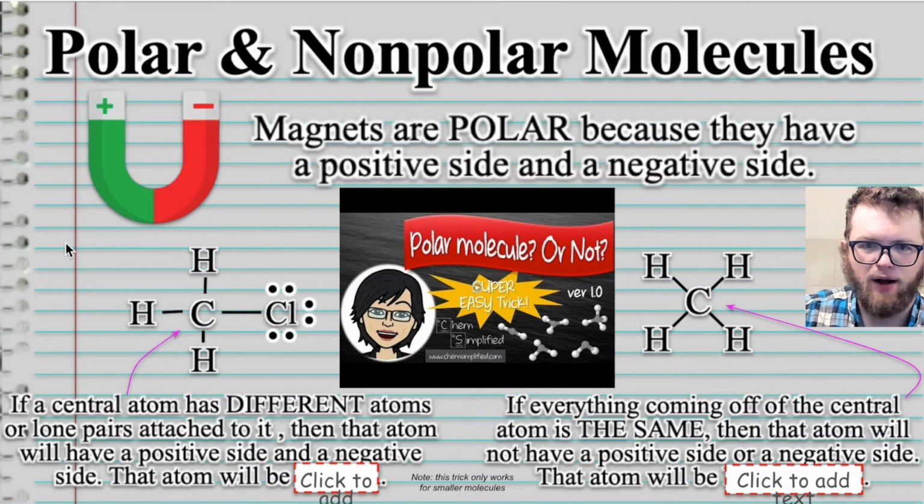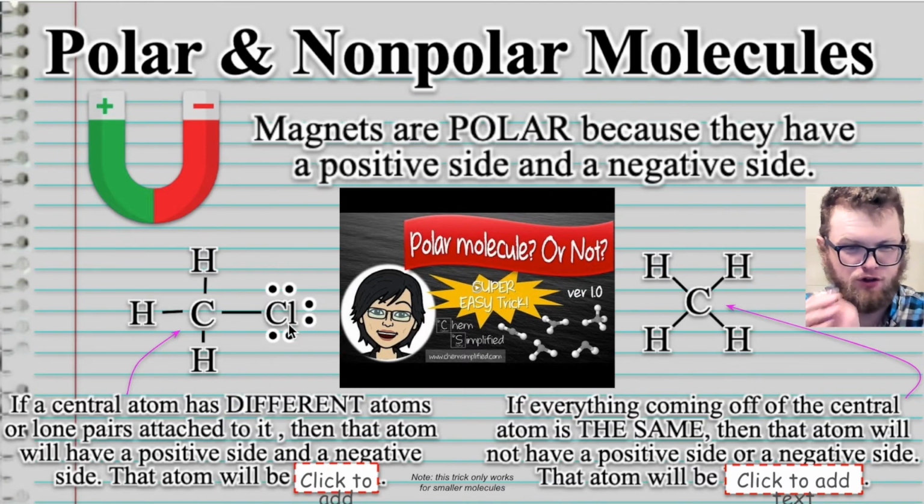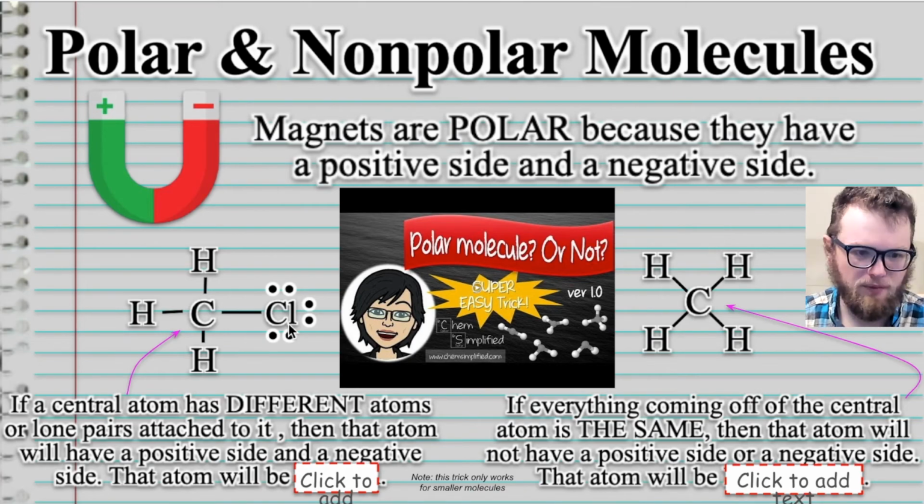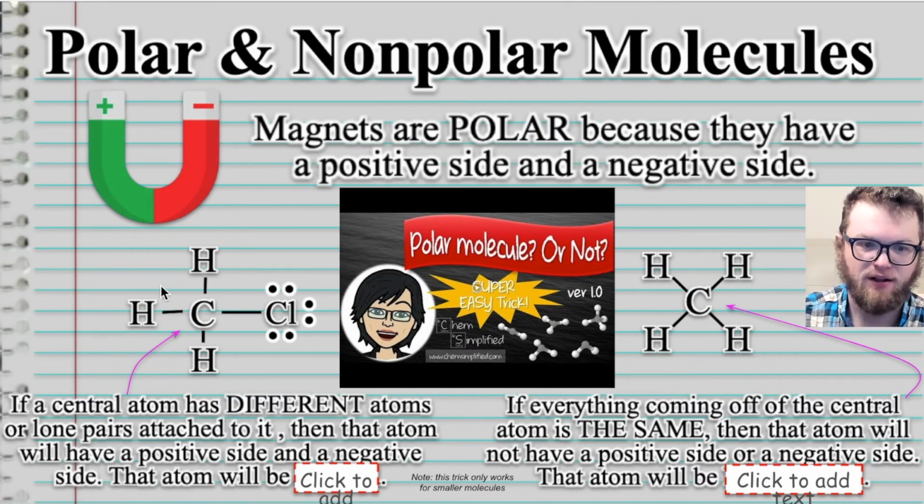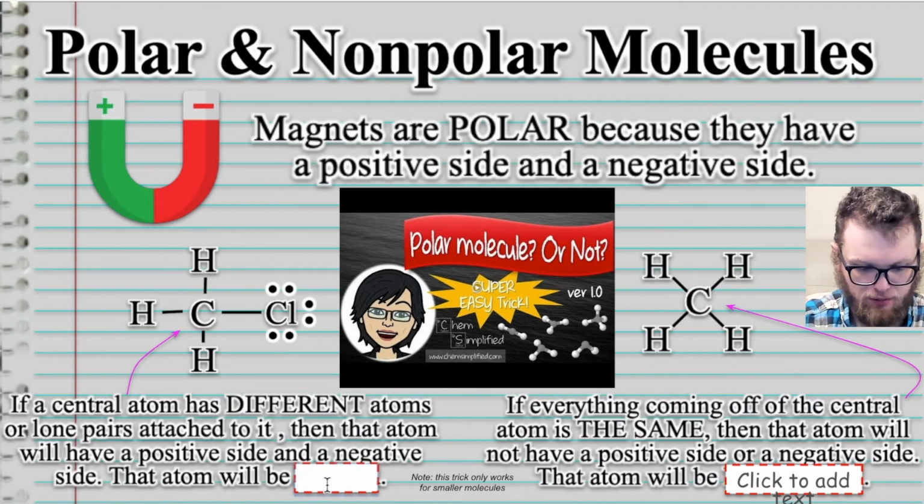Okay, now we're going to talk about polarity and what that has to do with these partial charges. So magnets are polar because they've got this positive side and negative side, and molecules are also polar. And I like this YouTube video, shows a good trick that works for smaller molecules where there's just one center atom. This trick unfortunately doesn't work for larger molecules, but it's good for where we're at starting off. So if a central atom has different atoms or lone pairs attached to it, then that molecule will have a positive side and a negative side, and that molecule will be polar.